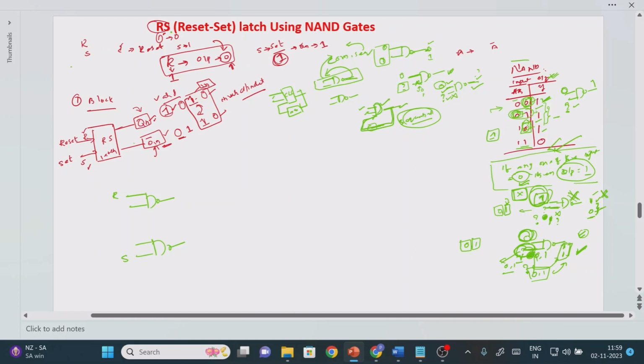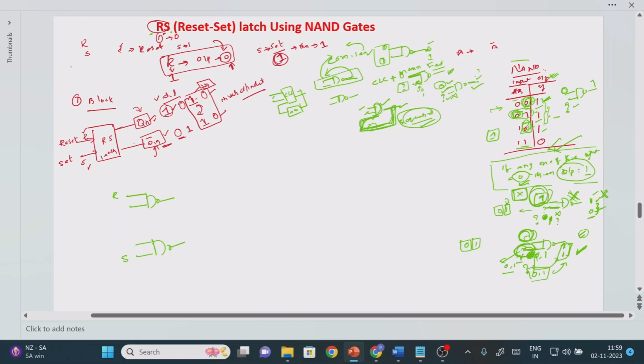Why, if output is connected to the input, is it called the sequential logic circuit? The meaning is that a sequential logic circuit is the combination of the combinational logic circuit and the memory element, nothing but the feedback path, right? So here this output we are storing, then we are giving it to the input. That's why it is the sequential logic circuit.